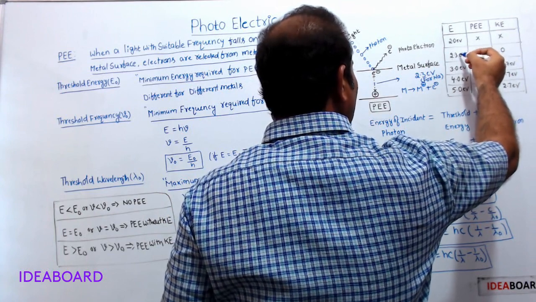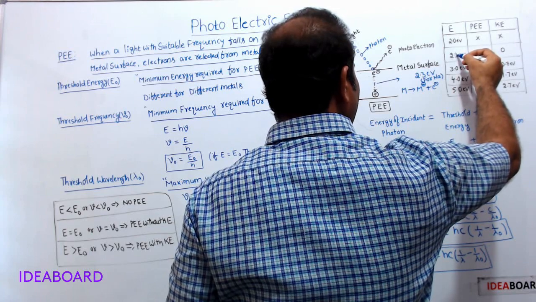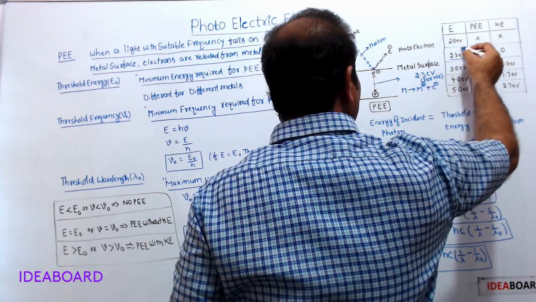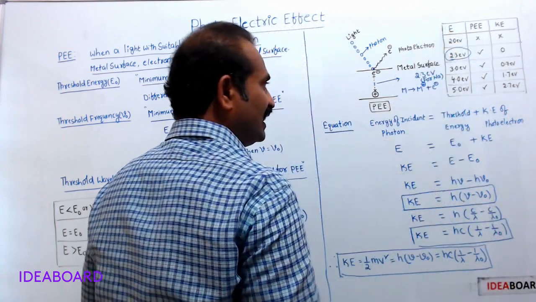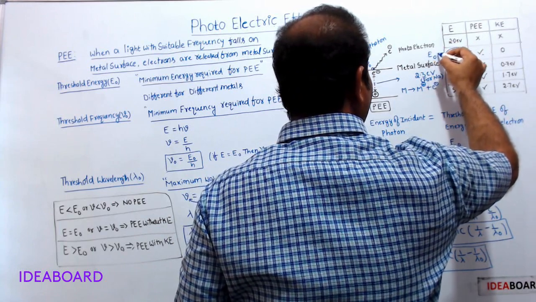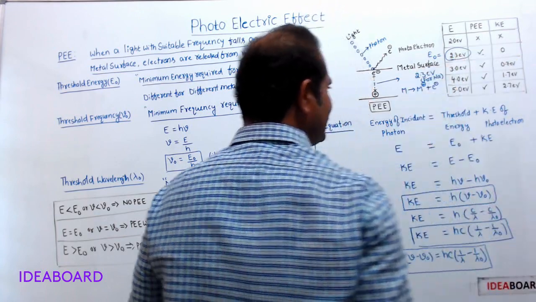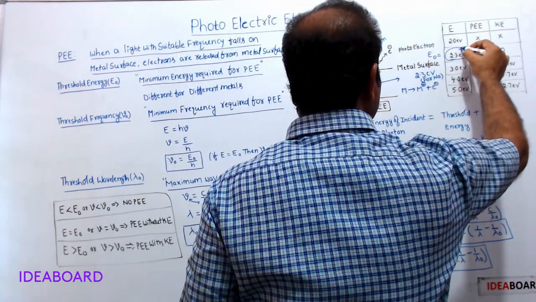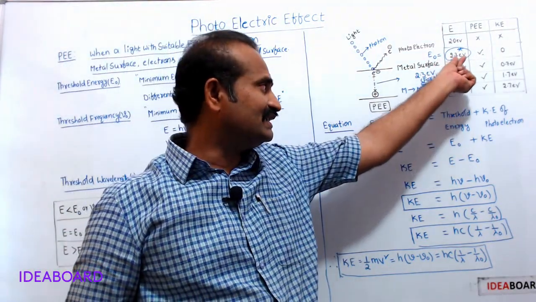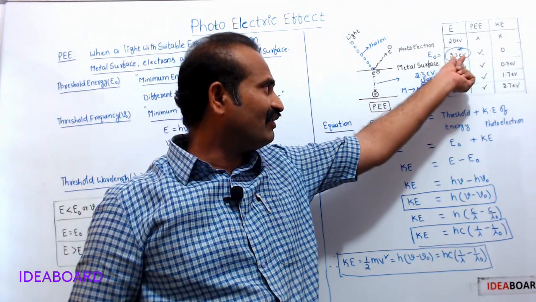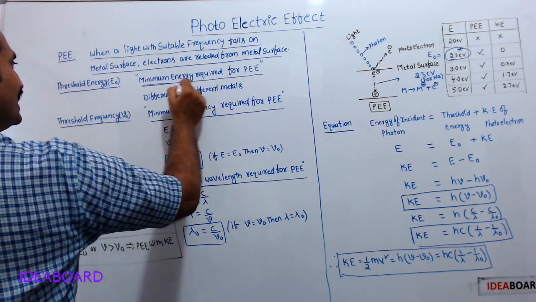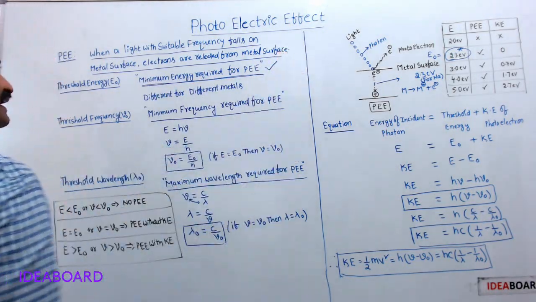If the incident photon energy is less than 2.3 electron volts, meaning 2, there is no photoelectric effect. This is the minimum energy required for the photoelectric effect. Such minimum energy required for the photoelectric effect is known as threshold energy. What is threshold energy? Threshold energy is the minimum energy required for the photoelectric effect.